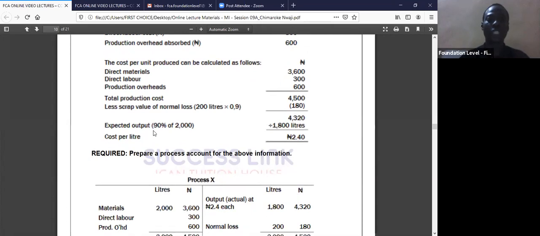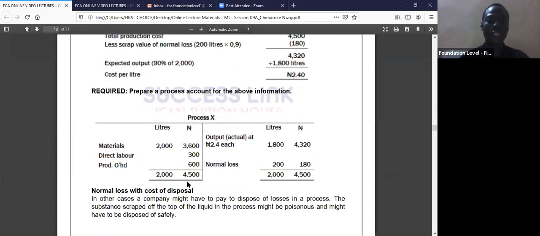So we do the same thing we did here. The left-hand side, perfect. Go to the right-hand side, we do the same thing. Output and 100. What is the value of the normal loss recoverable? 180. So you just make the output the balancing figure.